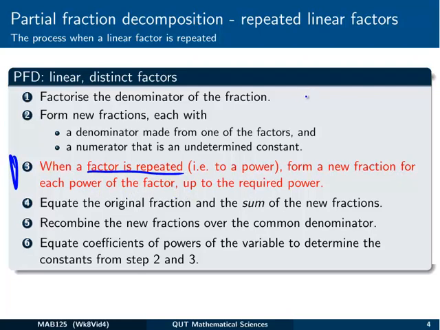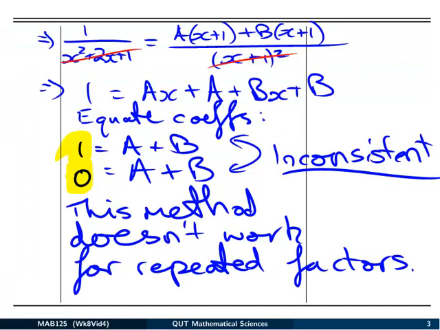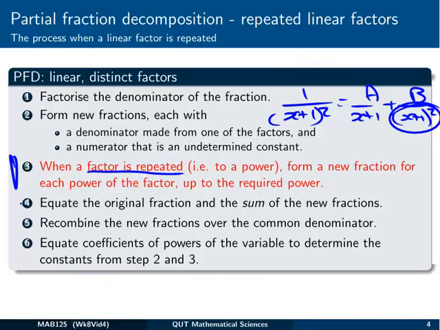So, for example, in the last one, where we had 1 over (x plus 1) all squared, we need to have an a over x plus 1, and then a b over (x plus 1) all squared. Slightly different because we've got the x plus 1 squared taken care of. And that'll get around the inconsistency problem that we had when we did that example. Everything from then on, 4, 5, 6, is all the same stuff. So it's rearranging, equating coefficients of powers of x and determining those constants.